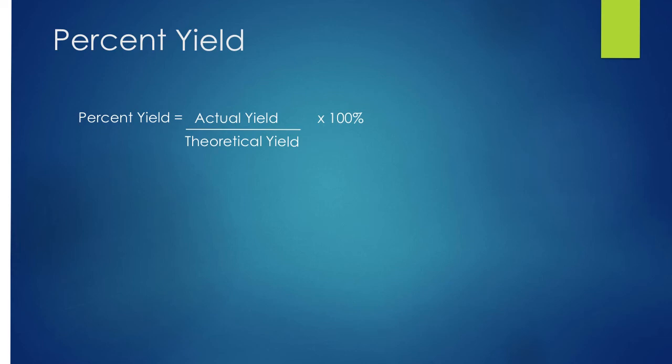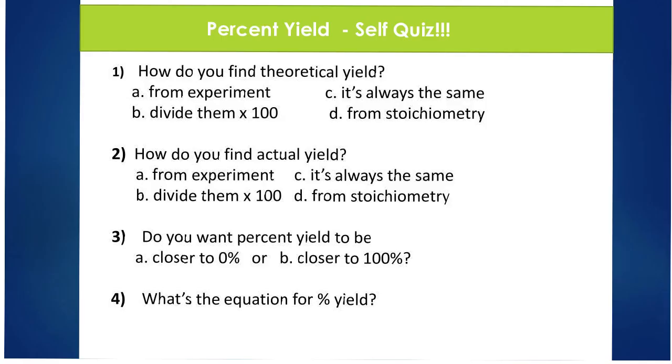The math behind this is super easy, and it's exactly what we did with percent composition, where we have the part over the total. So you're going to take the actual amount divided by the mathematical amount, multiplied by 100, and that's going to give you the percent yield. See if you can answer these questions, and we can talk about the answer.